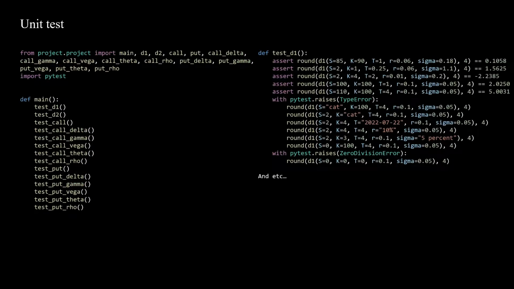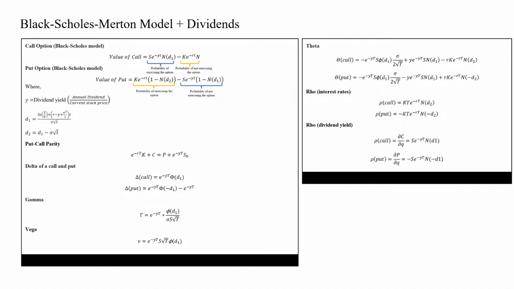Regarding my unit test, it's pretty simple. All of my functions have the same basic thing as you see here. And the only type of errors I can think of that a rational person can make are the type error and the zero division error. And that's how it would look if we had dividends in our model.